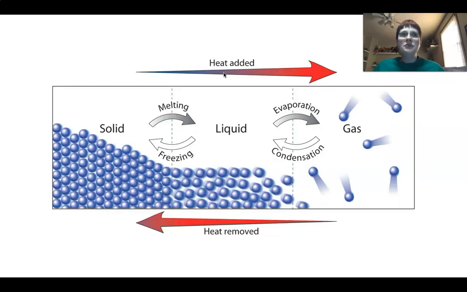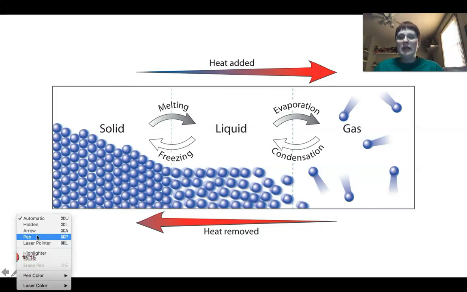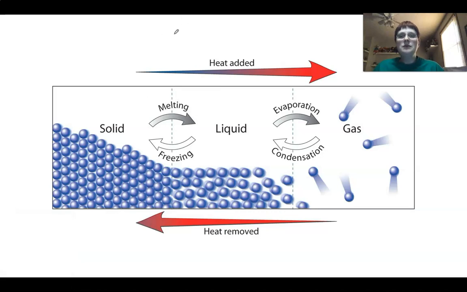So let's take a look at the energy part of the phase change. I told you that we lose energy in one direction, gain energy in the other, and hopefully it makes sense that as we go from solid to liquid to gas, that's how we gain energy, or we add heat. So you add heat to get the phases to change in that direction. That also means that we add energy, or we gain energy. So heat added, energy gained.